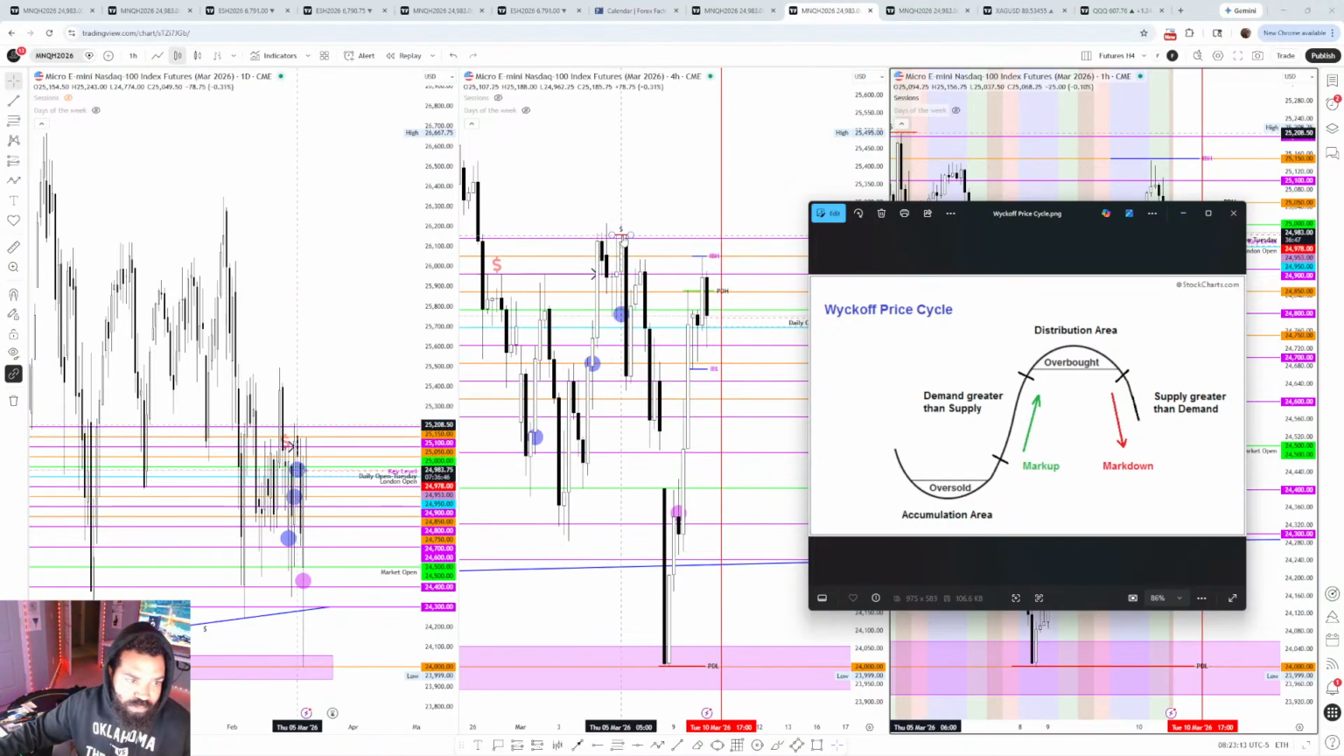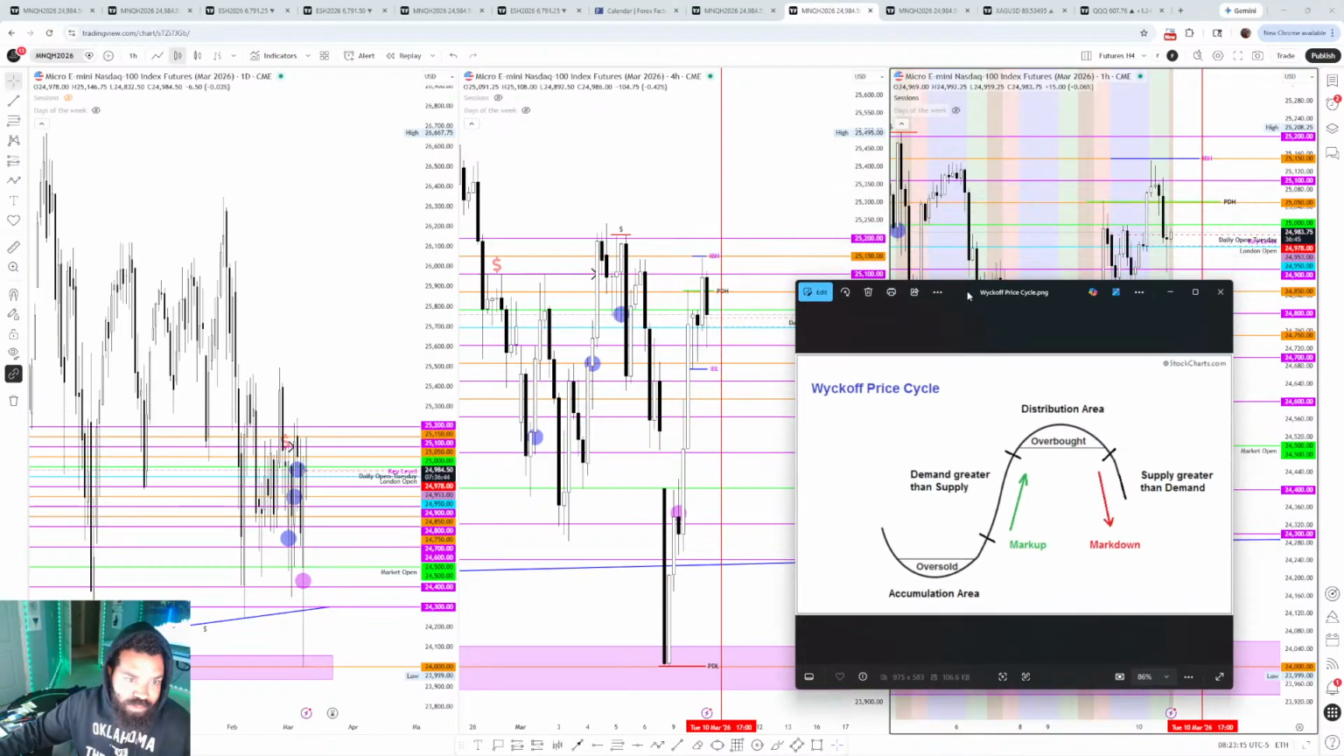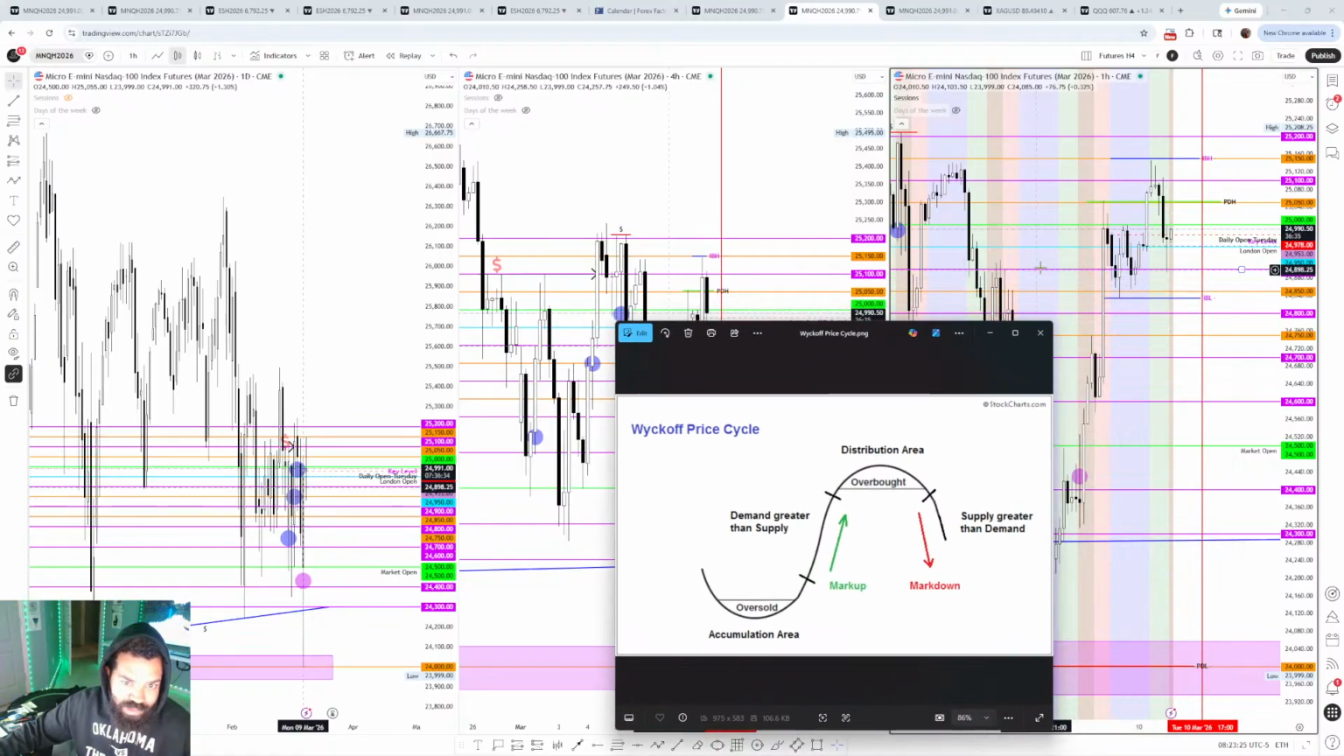Now, I did want those highs last week, which was the 25,200 area. But now that we've reached inside this 4-hour supply, this 1-hour supply of 25,100, I want to see today, do we have the juice to continue, or are we going to start seeing some buyers take profit in an overbought area and price distribute back over into the initial balance of the week?